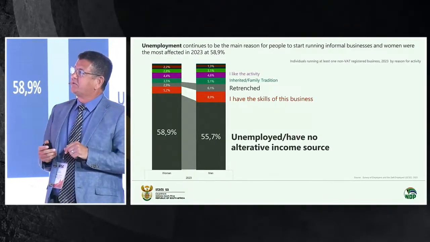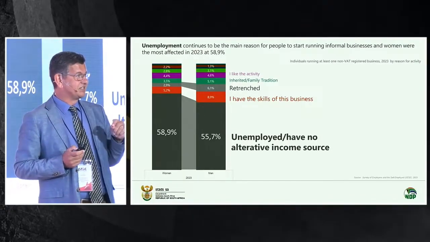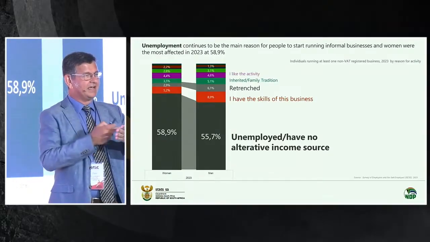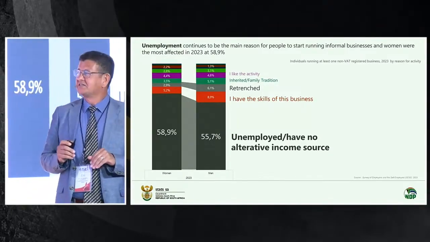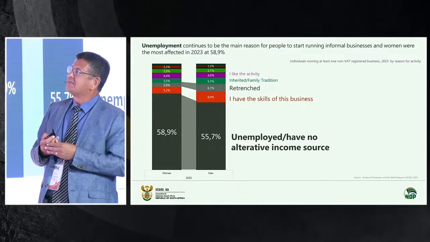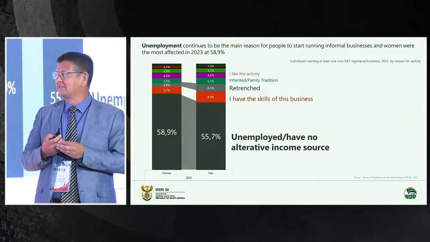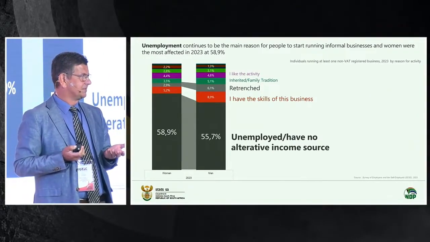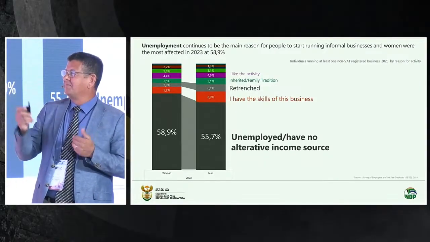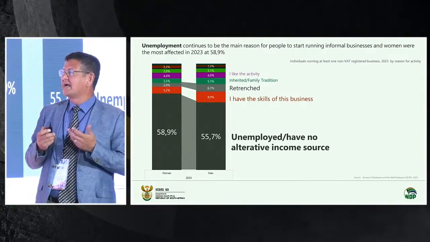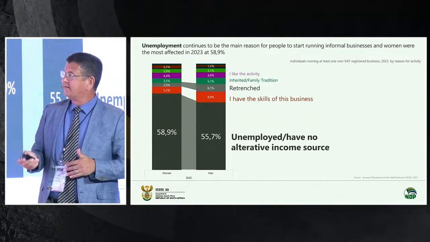So in this case, we ask questions of people running at least one business, but non-VAT registered. Because remember, we said if you registered for VAT, you will be in our sample for the firm-based survey. So all of these are non-VAT registered. And we ask, what's the reason for starting this informal business? And nearly 60% said, well, I don't have an alternative income source. So I need to do something to earn money. Very few, maybe 10%, although it's the second most important, say I have the skills for this business. A couple were retrenched. The other category stayed fairly similar.